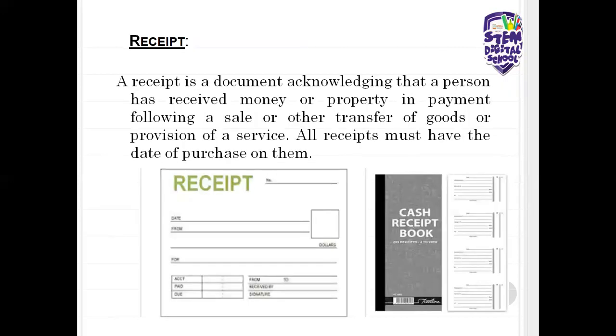Then we're going to look at a few of those source documents. We've started with the receipt. So again, what is important is that you need to know the definition and how to complete that source document. So receipt is just a document to say that you have received money and that that person has paid, and you give a receipt back as proof of payment.